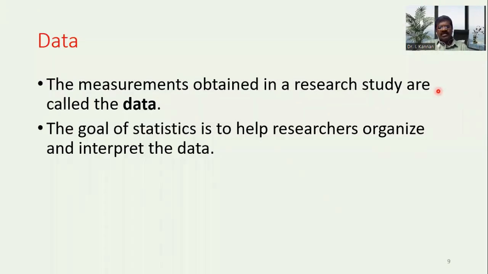Coming to another important thing you have to know in your research study, which is the data. A simple definition of data is something measured in your research study. The entire goal of statistics, after all, is to help researchers organize and interpret this data. So you are going to organize the data and interpret the data, and you should know what data is and what type of data you have.